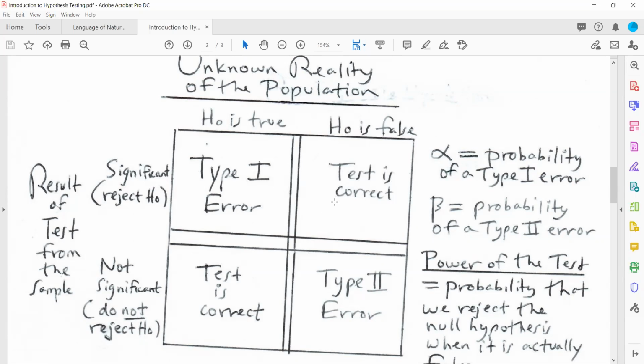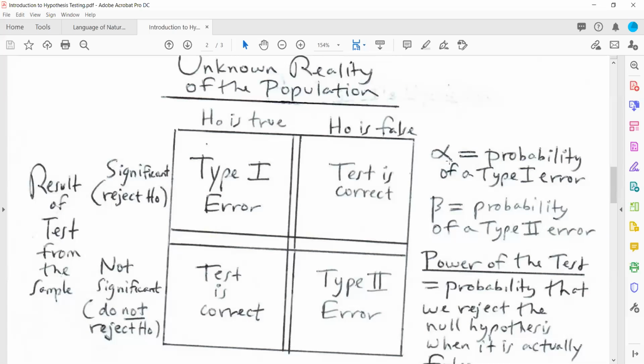So what is the error that they're trying to minimize? That's this type 1 error, right? Because they're trying to reject the null hypothesis, but there is a chance that the null hypothesis is actually true. So they want to make sure that this type 1 error is small.